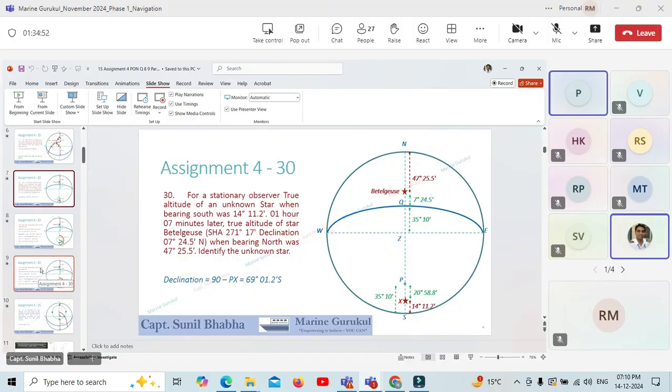Sir, declination of unknown star, sir, that part is not clear, sir. Okay, beta. Declination part of the unknown star. You have the diagram in front of you. Tell me where the doubt is coming from.